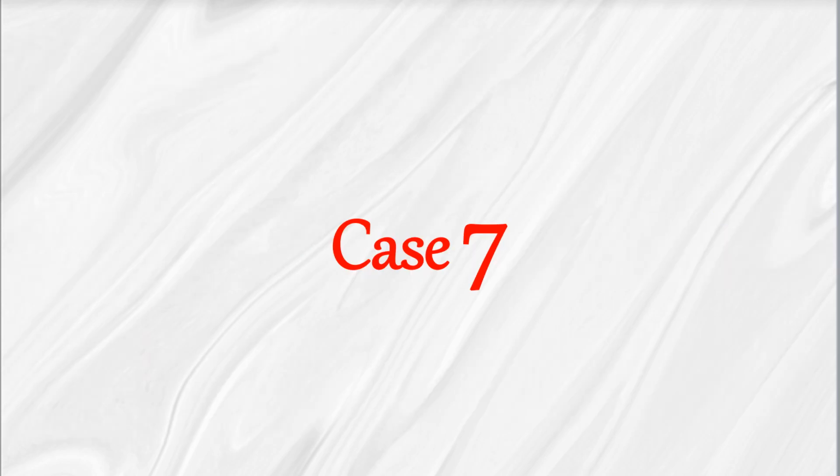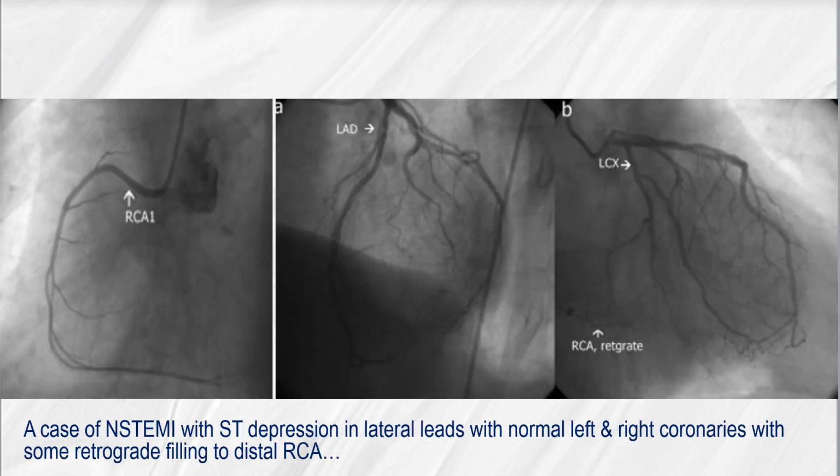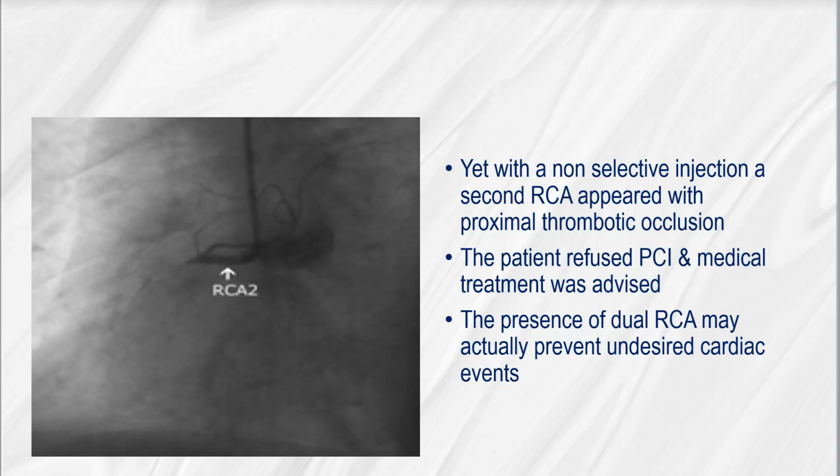Regarding case number 7, first patient. In the first patient, there is an ST depression myocardial infarction in lateral leads with normal left and right coronaries, with some retrograde filling to the distal RCA. What is next? Yet, with a non-selective injection, a second RCA appeared with proximal thrombotic occlusion. The patient refused PCI and medical treatment was advised.